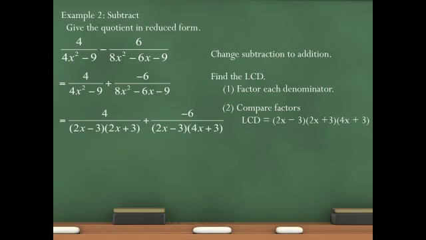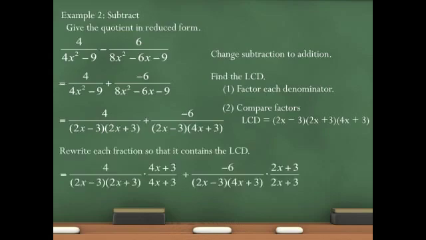The LCD must contain all of the factors of the first denominator and then any additional factors from the second denominator. The LCD contains 2x minus 3 times 2x plus 3 from the first denominator and 4x plus 3 from the second denominator. The 2x minus 3 factor from the second denominator is already included in the LCD since it is also a factor in the first denominator. The LCD is 2x minus 3 times 2x plus 3 times 4x plus 3.